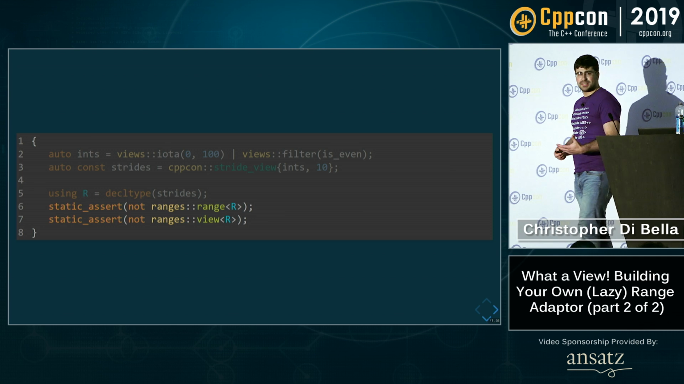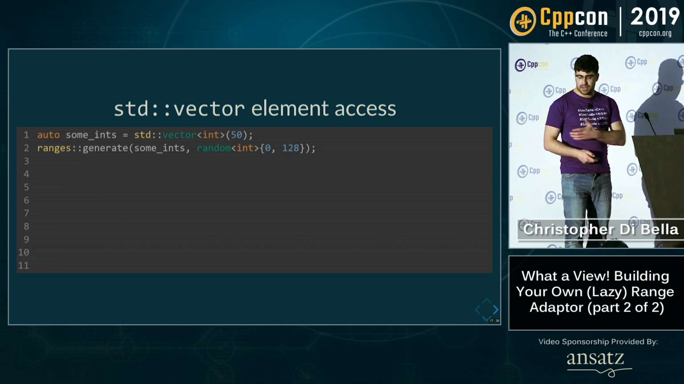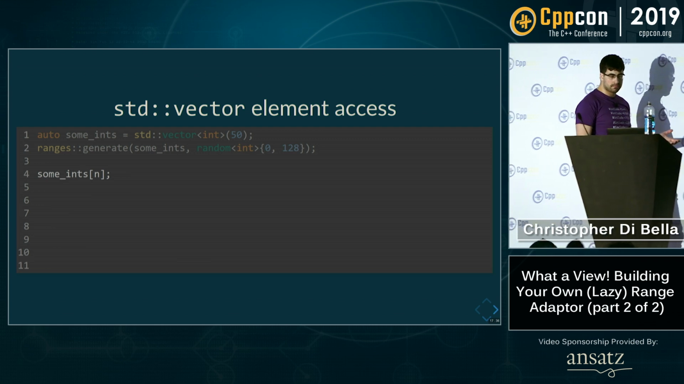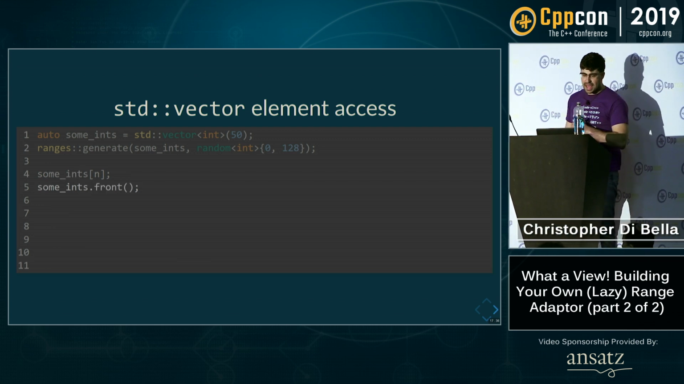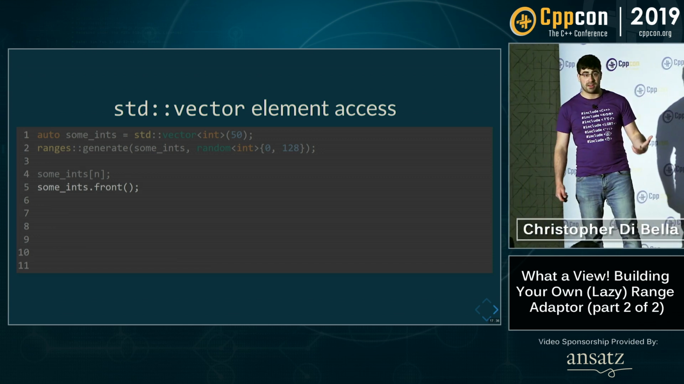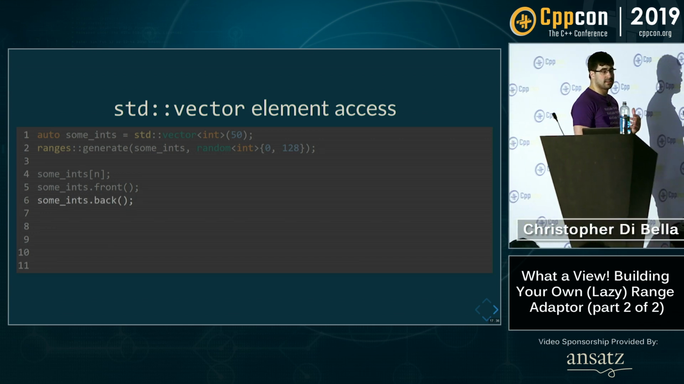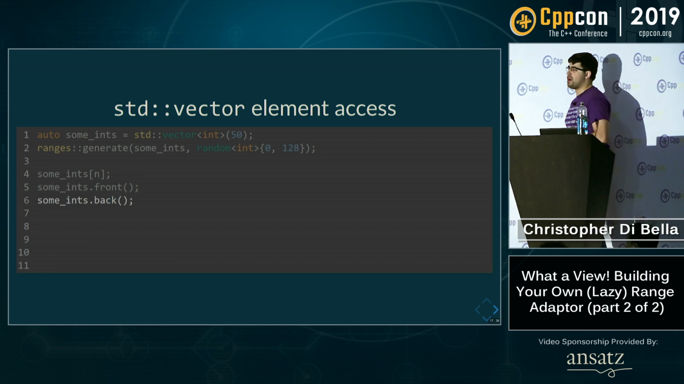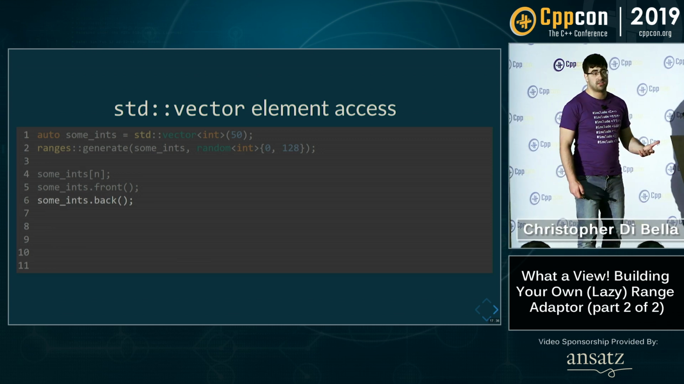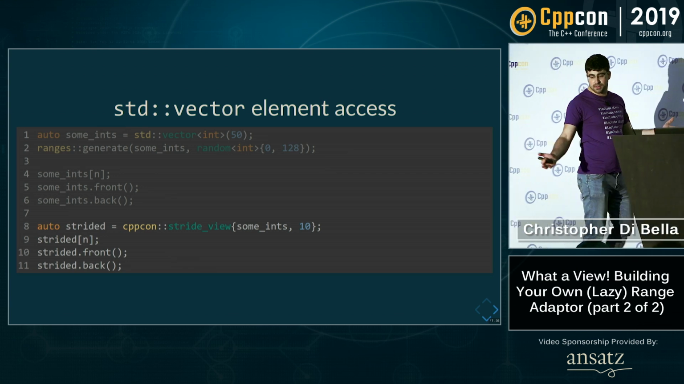Now let's talk about element access. Element access is something that a vector can do. So we fill up a vector with some random integers. If we want to access an arbitrary element, we can use the subscript operator. And if we want to access the first element, we can say that we want to access the front of the vector. And if we want to access the last element, we can say we want to get the back. And if our underlying range has these operations, it would be nice if our StradView also respected these operations and behaved in the same fashion. So we could do something like this.